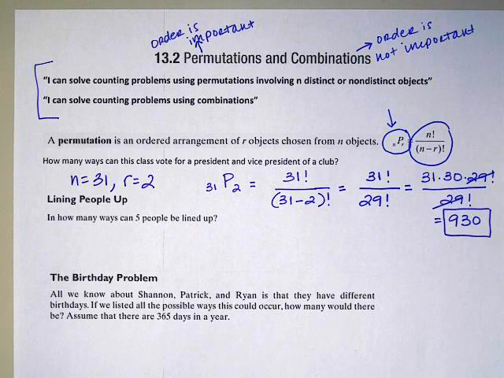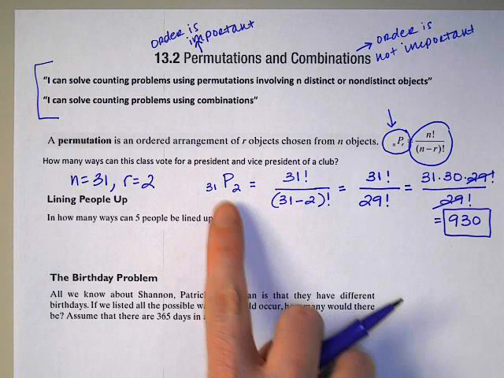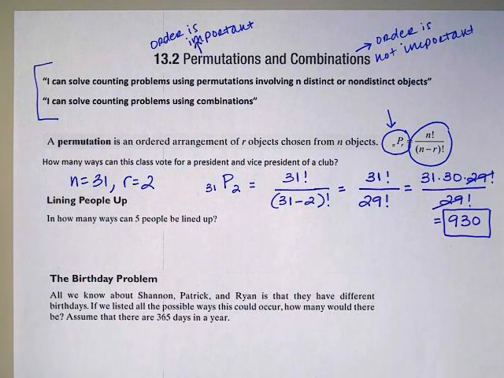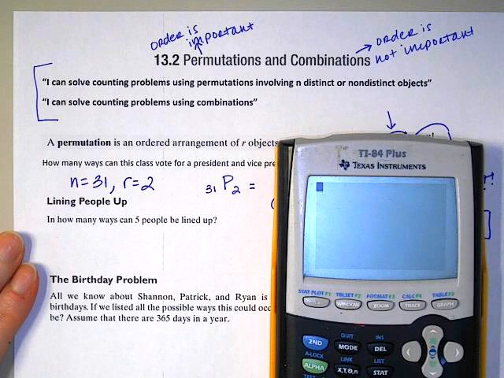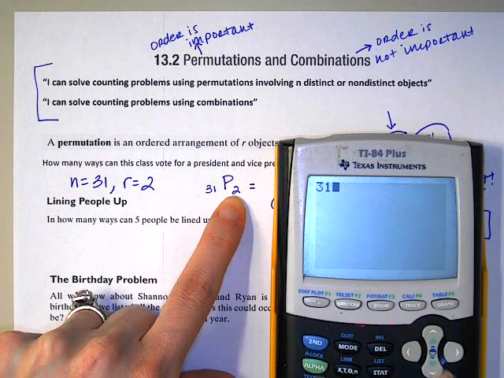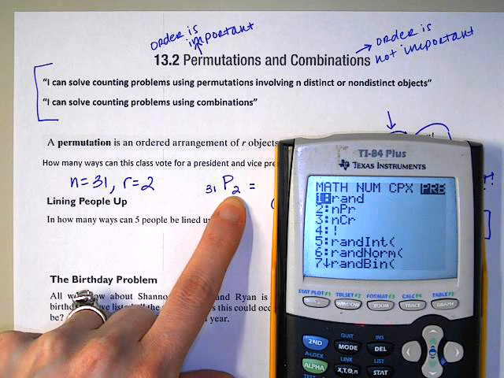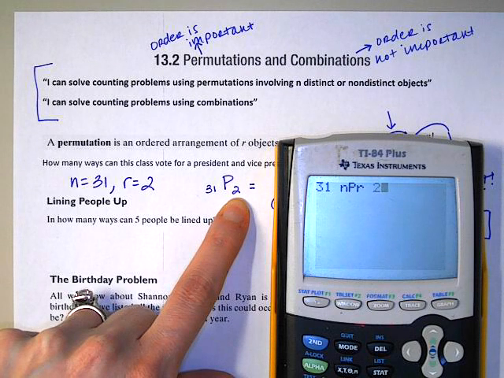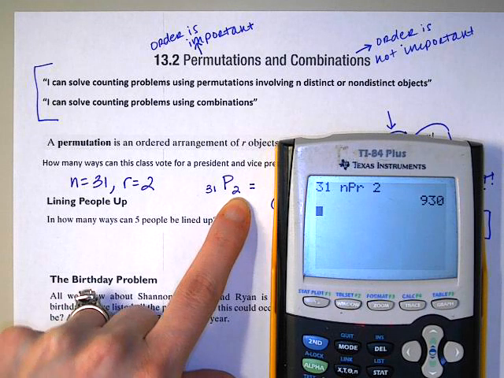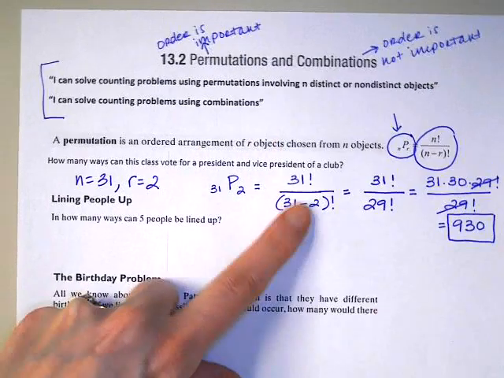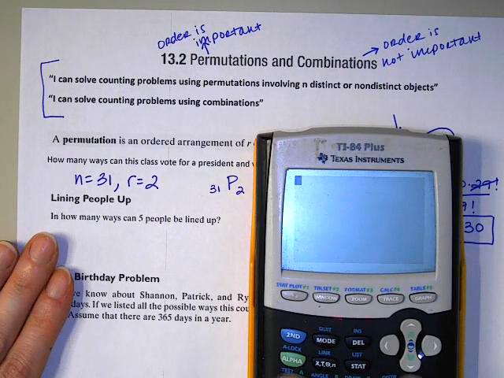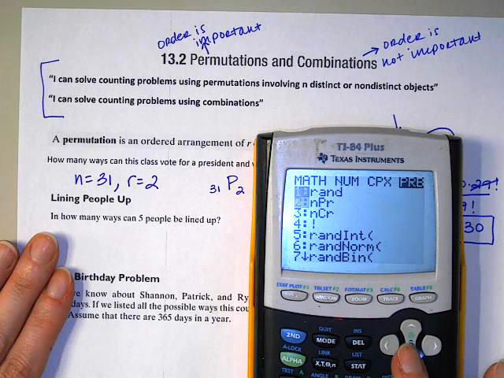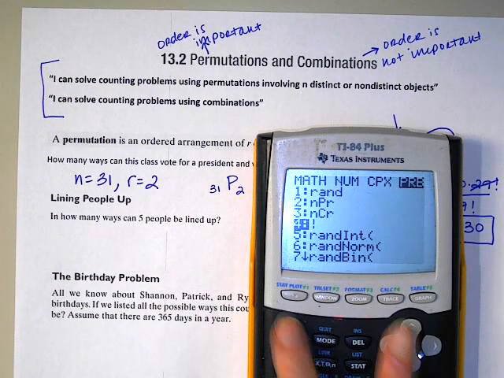Okay, but if all that didn't make sense, you could literally just type this in straight away. And we should probably go over that. So you're going to type in 31 and then go to Math, Probability, option 2, and then just hit 2. Okay, so see how we got the same answer? And then you could also just type this in too. The factorial button is option number 4 on the probability part.